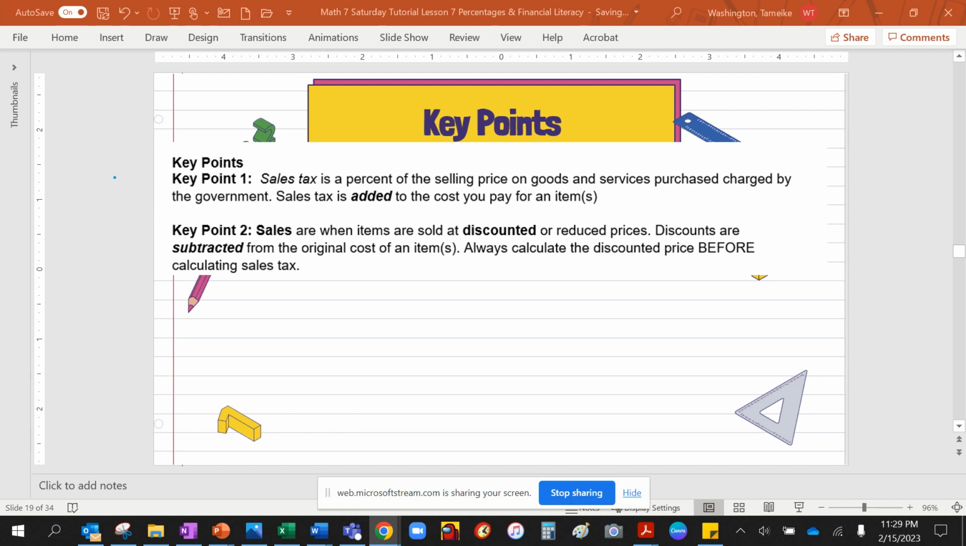We're now going to talk about sales tax. Sales tax is a percent of the selling price on goods and services purchased, charged by the government. Sales tax is added to the cost you pay for an item.